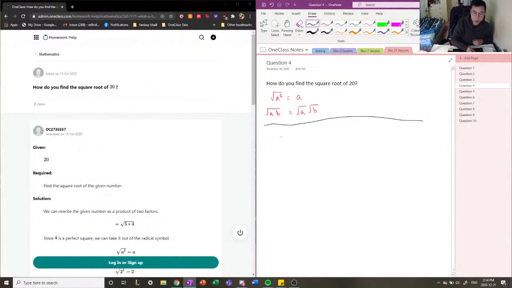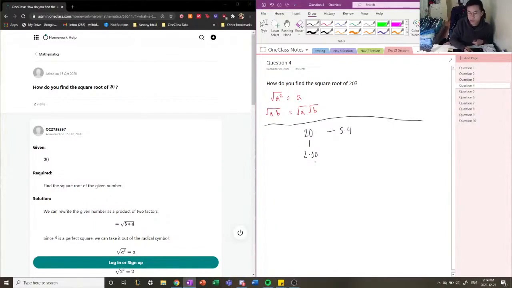Okay, so first we want to break down 20 into its prime factors. So first we want to think of the factors of 20. So a factor of 20 can be 2 and 10, right? So 2 times 10 equals 20. We could also use 5 times 4, but we're going to use 2 times 10 for our example. Okay, so we see here in our factors that 2 is a prime number, so it's a prime factor, but 10 is not. So we have to further break down 10.